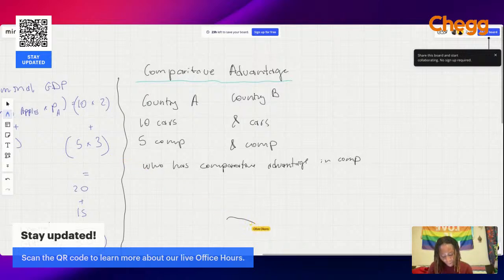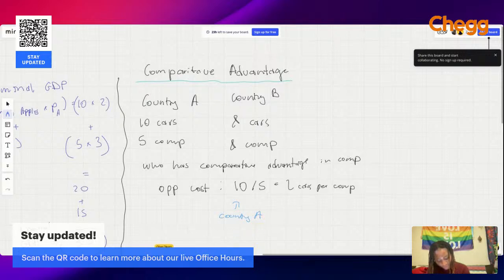So the opportunity cost for country A is 10 divided by 5, 10 being the amount of cars, 5 being the computers. So 2 cars per computer, compared to country B. And we're just going to label this country A so we don't forget. Country A. Good.